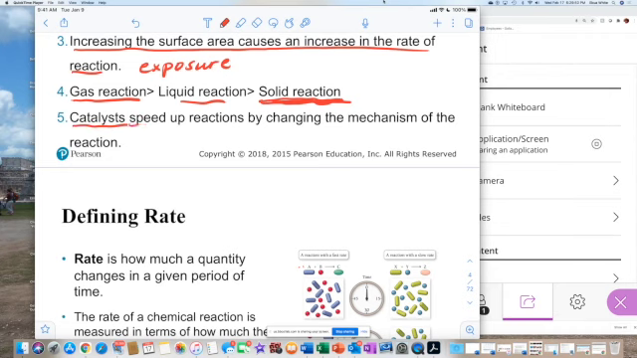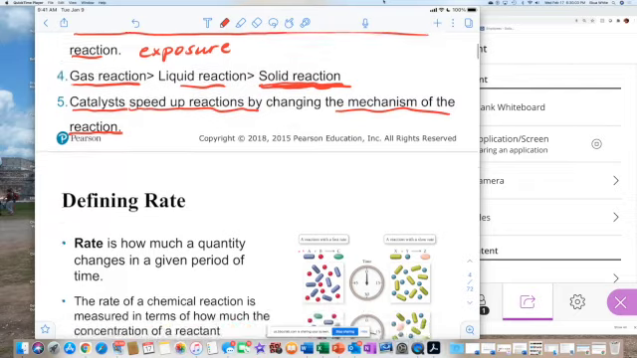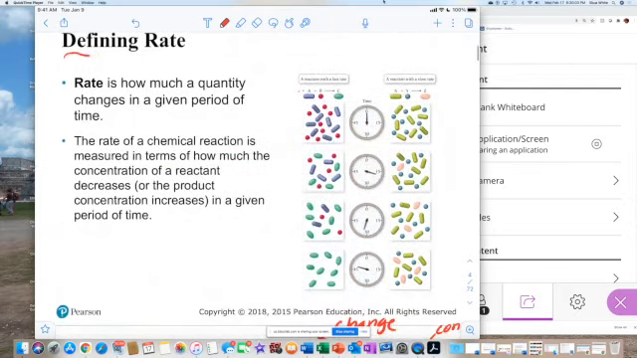Catalysts are able to speed up the chemical reaction by altering the mechanism. So we'll study catalysts towards the end, after we have talked about the different mechanisms available. Okay? So now we're talking about defining rate. Exactly how do we define rate?